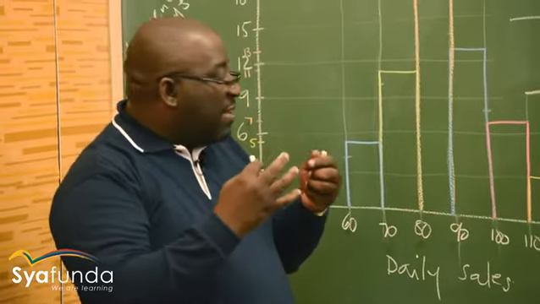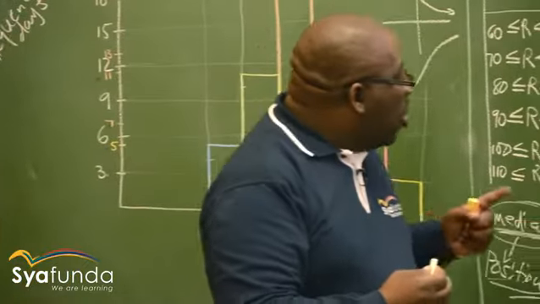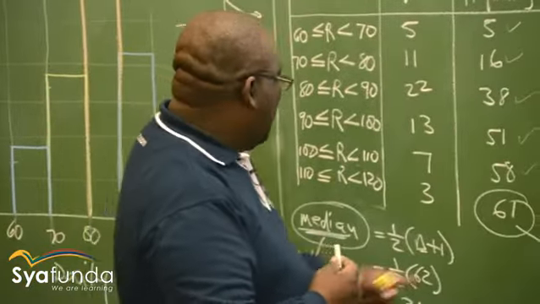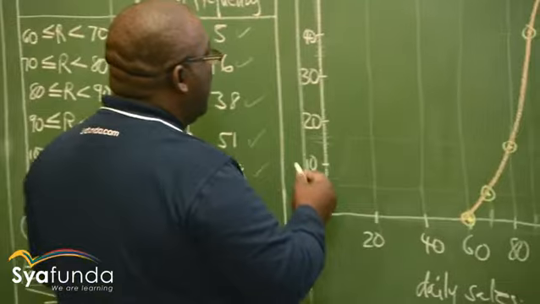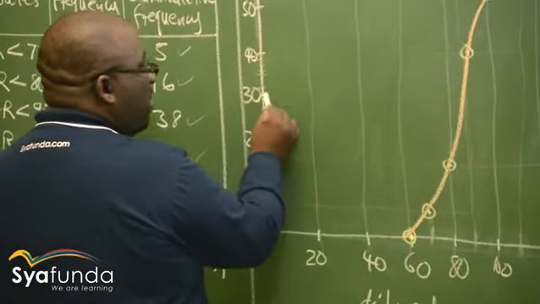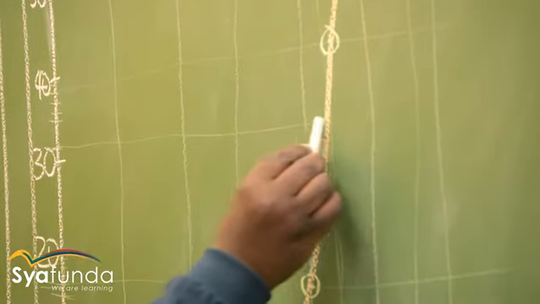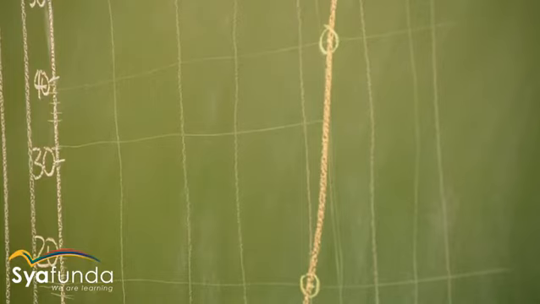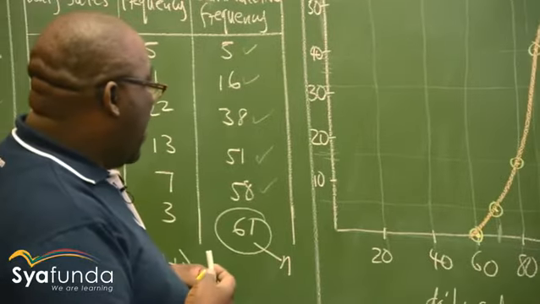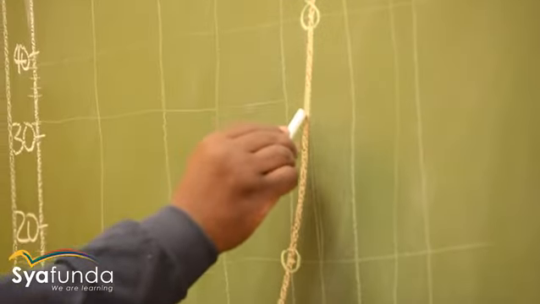But I've got to find the actual median. Now, if I go to 31, where is 31? This is where 30 is. If this is 35, 31 is slightly above it. So 31 will be there. If I go across, I will be stopped by the graph. That is where it stops me, just before 90. So I will go down. That is the median.